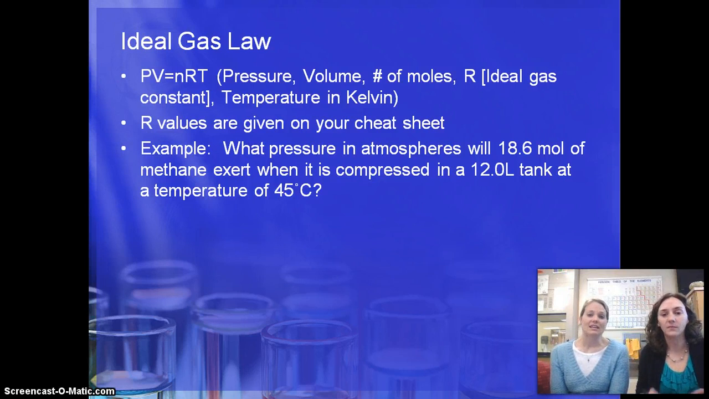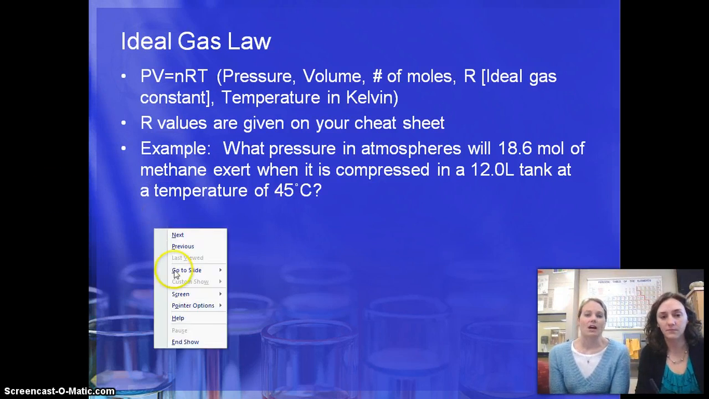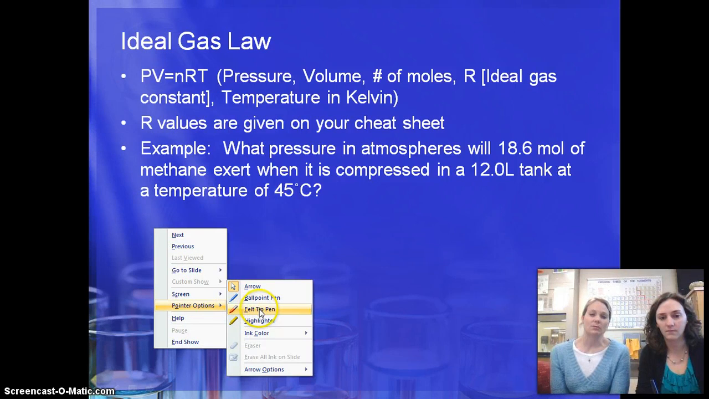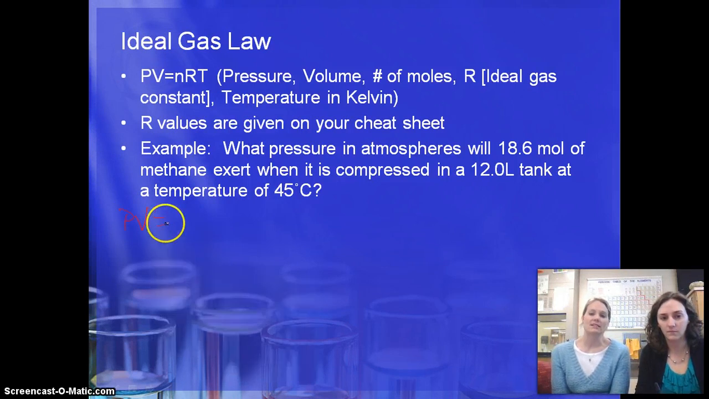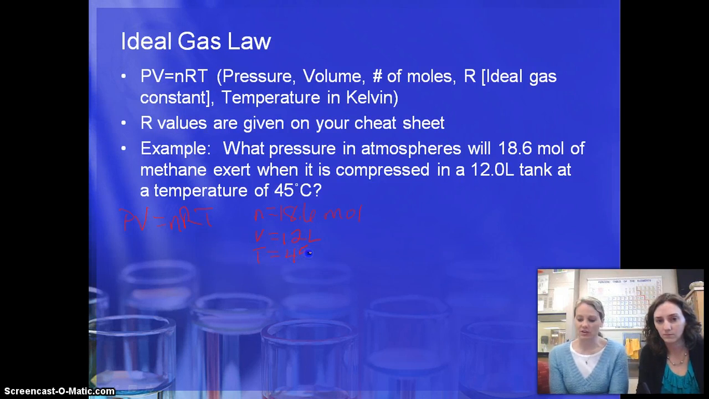Okay. What pressure in atmospheres, so we got PV equals nRT is the equation we're going to be using. What pressure in atmospheres will 18.6 moles of methane exert when it's compressed in a 12.0 liter tank at a temperature of 45 degrees Celsius? So we know the number of moles. We've got 12 liters as your volume. Our temperature is 45, plus the 273, which gives you 318. And we're looking for pressure, and our R value.